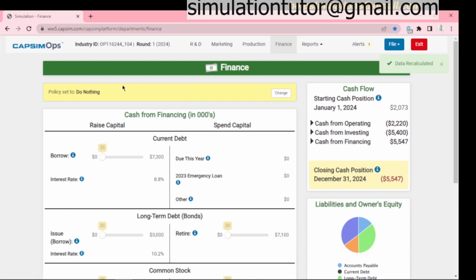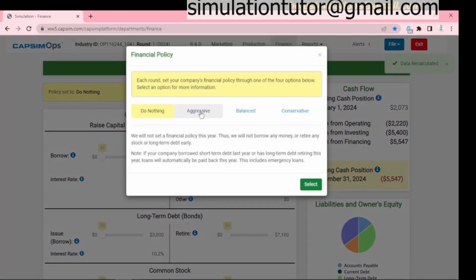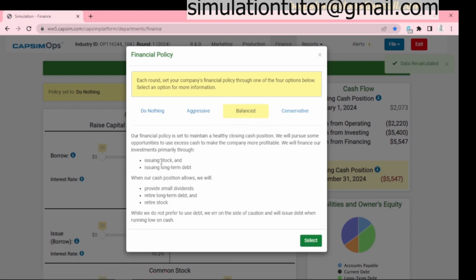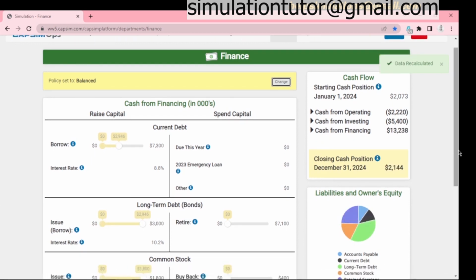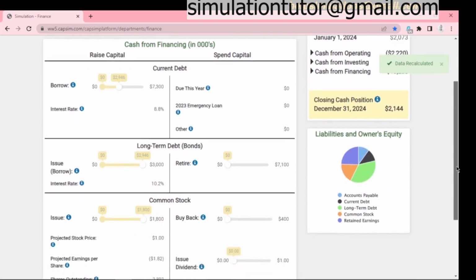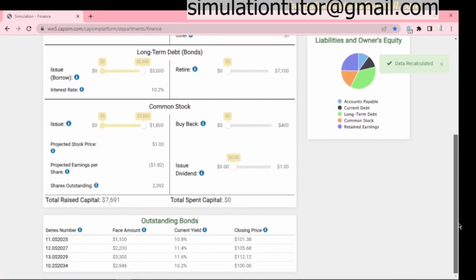So under the finance page, you have to set a policy because we are making a lot of investments because this is our first year. So instead of us adopting an aggressive approach, I'll opt for a balanced approach where we can issue stock and long-term debt as our main sources of income. And then when our cash position allows, maybe we'll provide small dividends and retire long-term debt later. So I think I'll adopt a balanced strategy. So let's recalculate that. So after that, I think we are done with the decisions for the first round under the Capsim ops. Let's run the simulation and see.